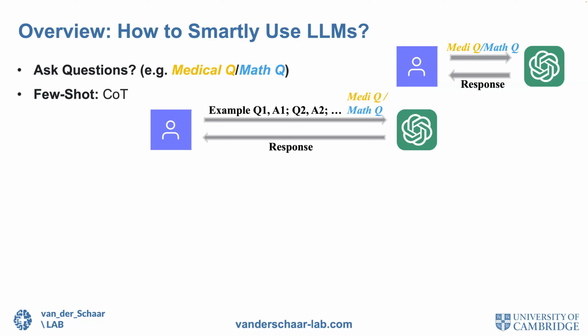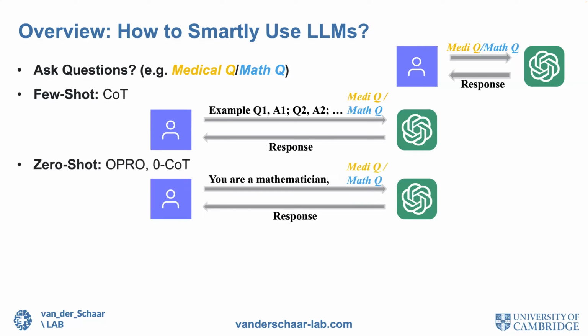The most famous few-shot prompting method might be chain of thought prompting, where we have a group of examples of questions and the chain of thought for answering those questions correctly. Moreover, there are zero-shot prompting strategies. For instance, we can ask the language models to act as mathematicians or clinicians to solve the problem. We can ask it to solve our problems step by step, or we can ask it to take a deep breath.